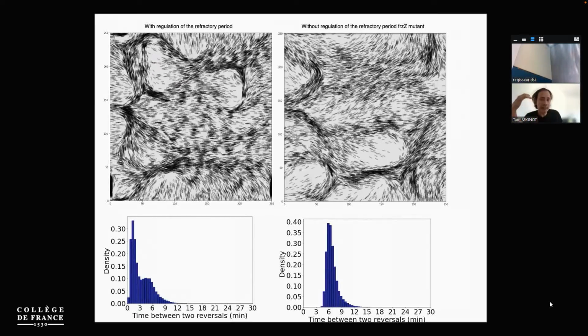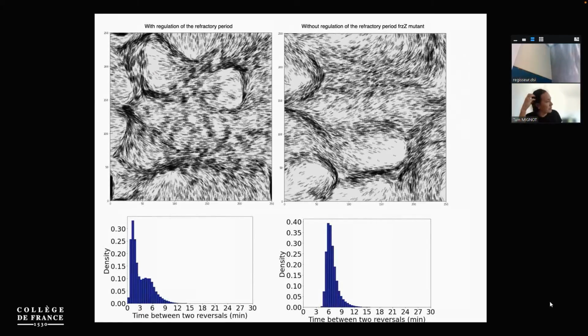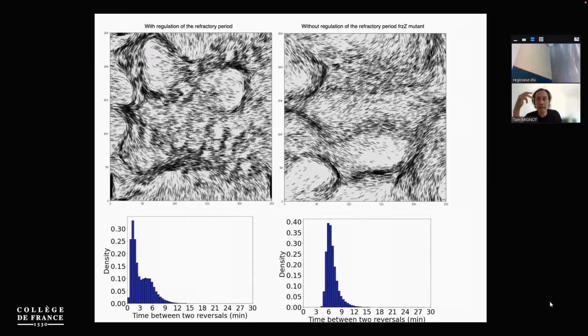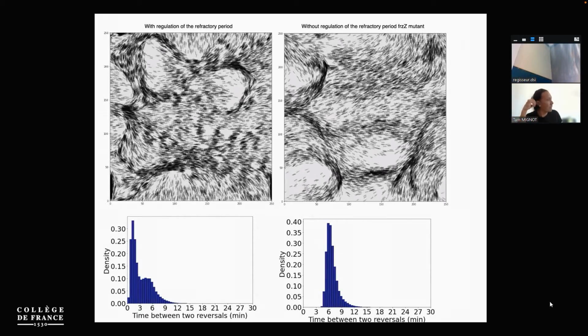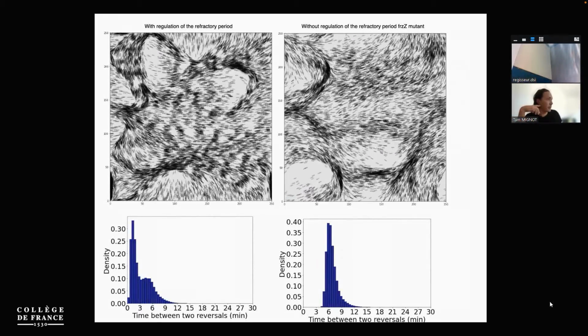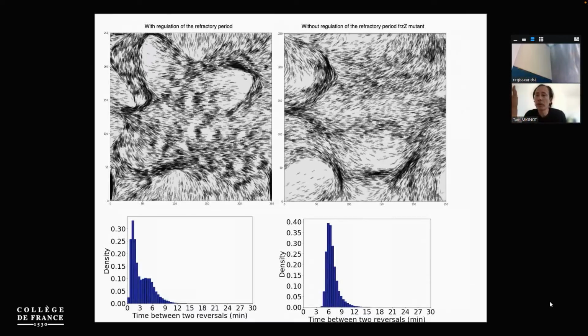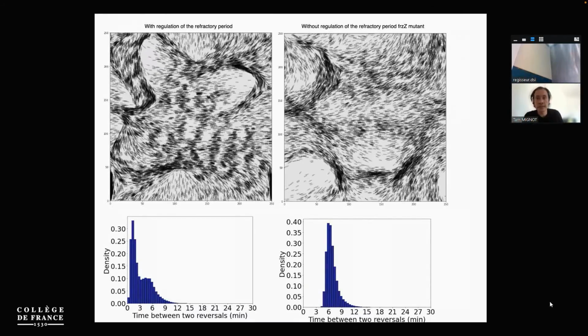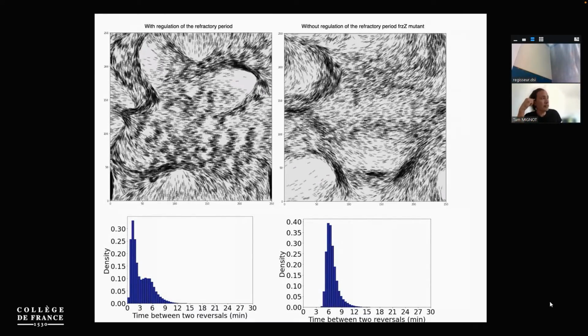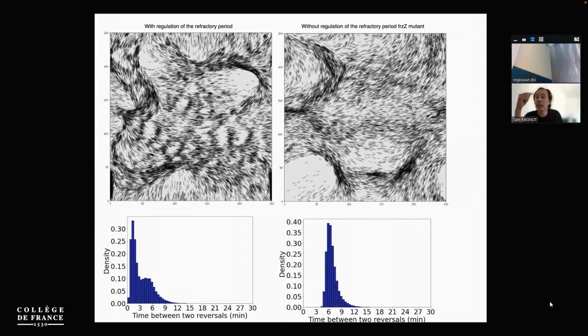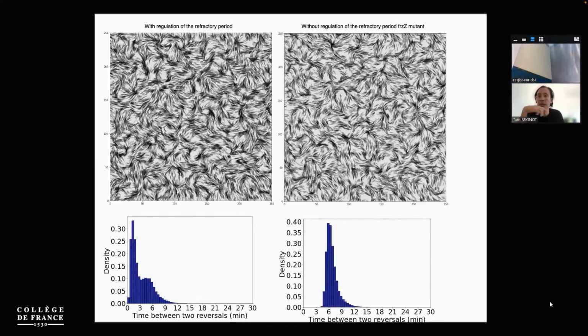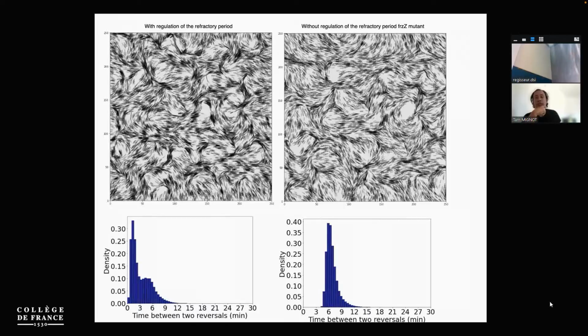If you actually remove the regulation of the refractory period by removing the Z protein, what you get now is that you're not forming this pattern anymore, and you are not getting the second population, the population that corresponds to the Frizzy cell. Okay, so really that shows that the regulation of the refractory period is essential to synchronize cells in the high collision regions so that they move together in the off mode.